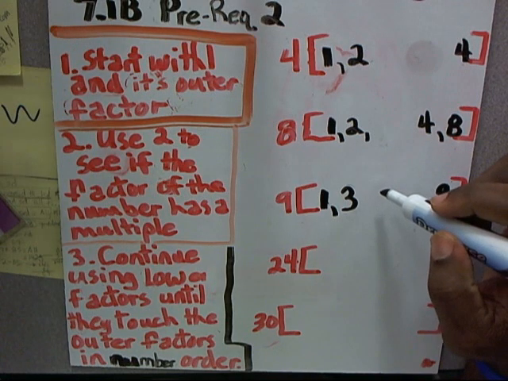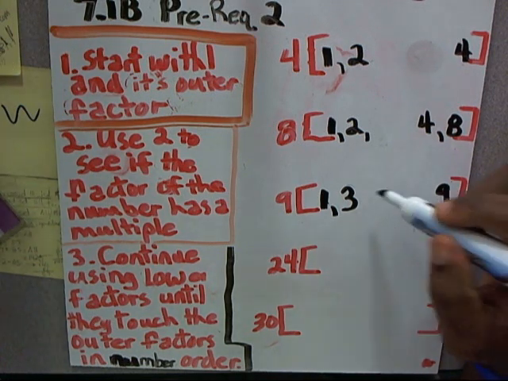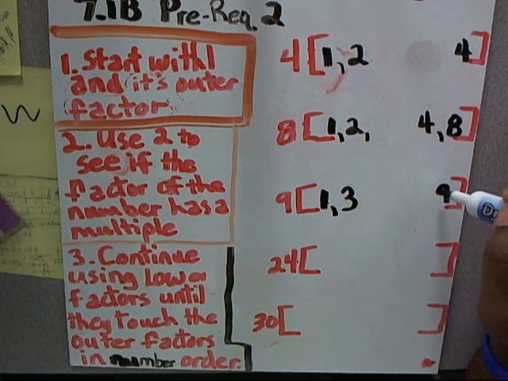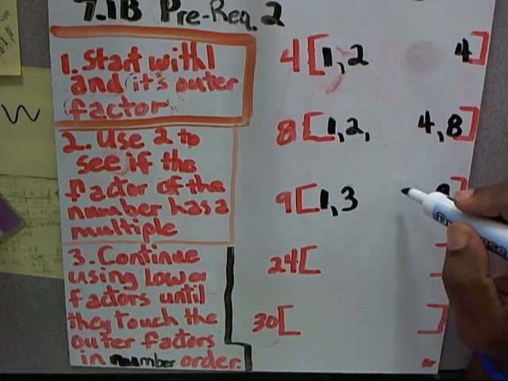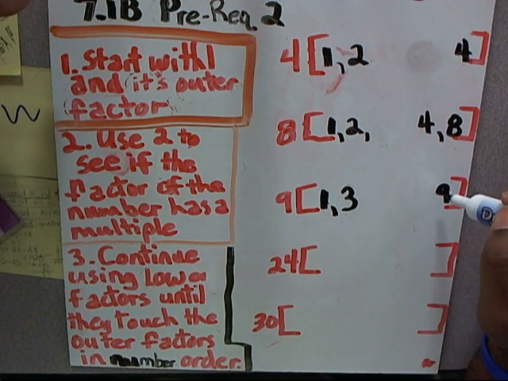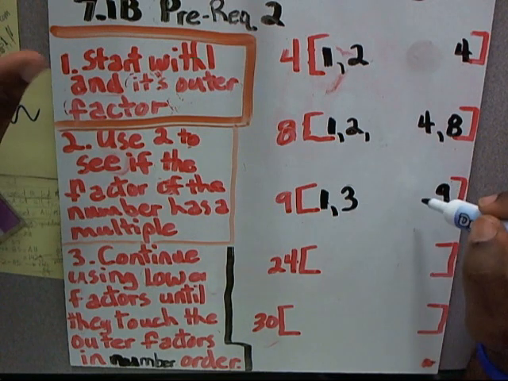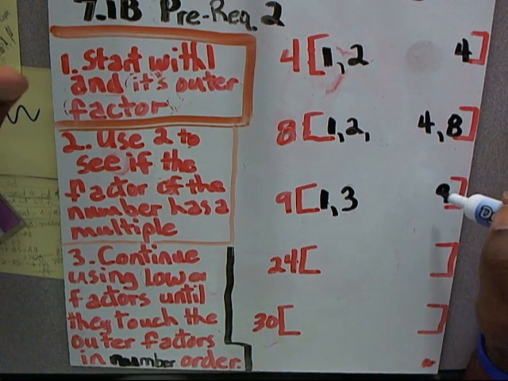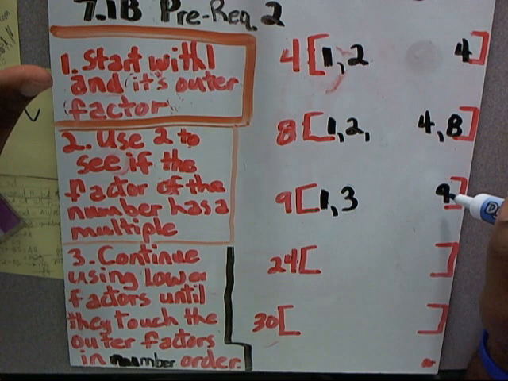What about 4? Will 4 go into 9? No. What about 5? Will 5 go into 9? No. Will 6 go into 9 evenly? No, it won't. So the only factors are 1, 3, and 9.